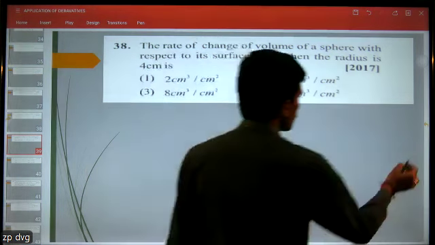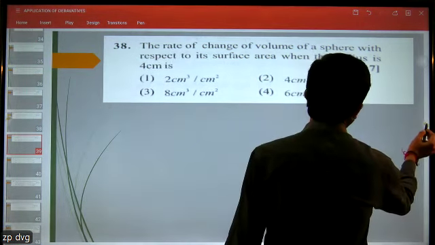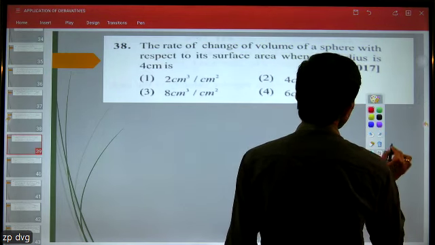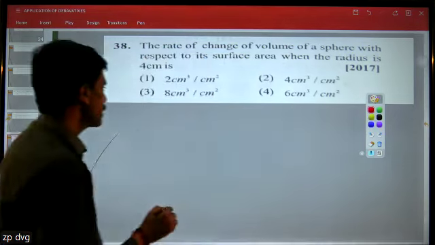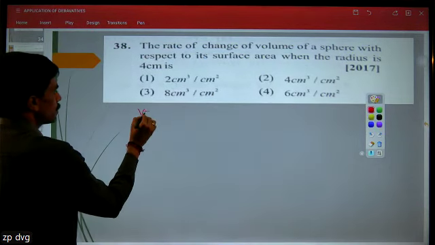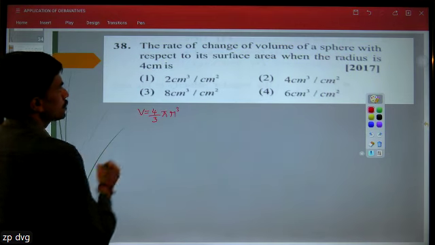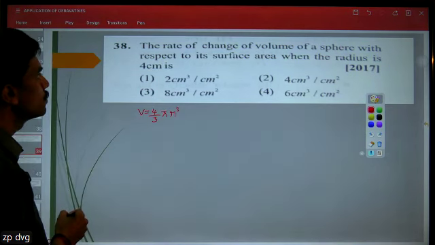Volume of sphere formula is 4 by 3 pi r cube. That is V equal to 4 by 3 pi r cube. So differentiate with respect to r.